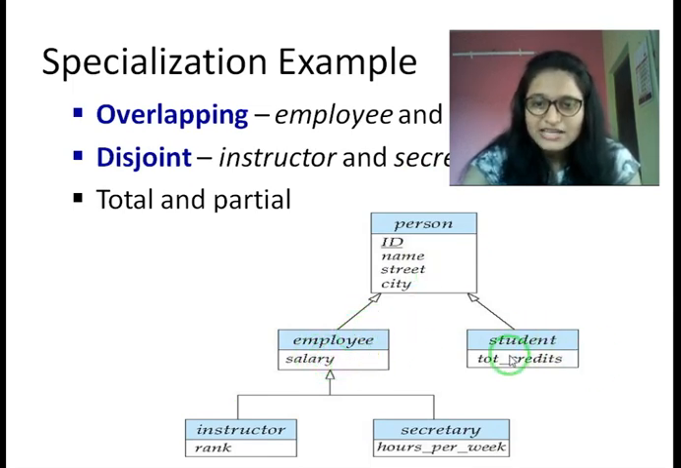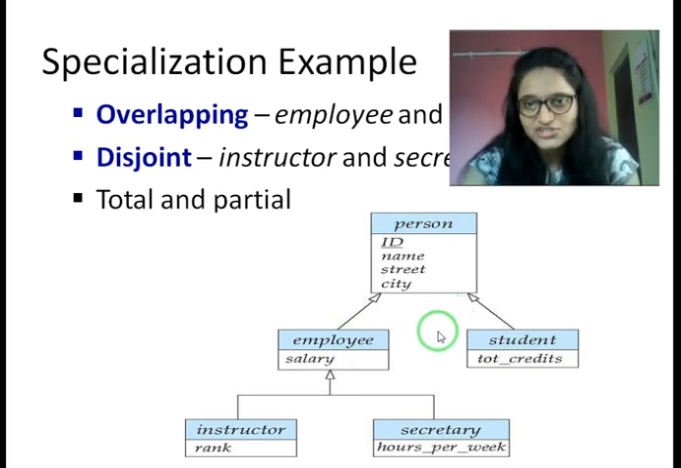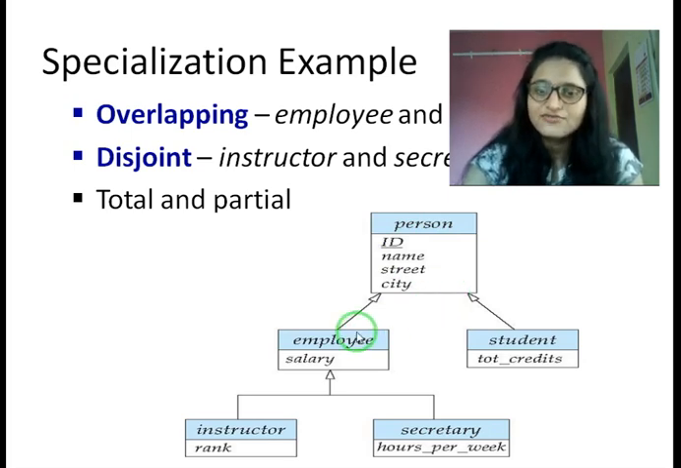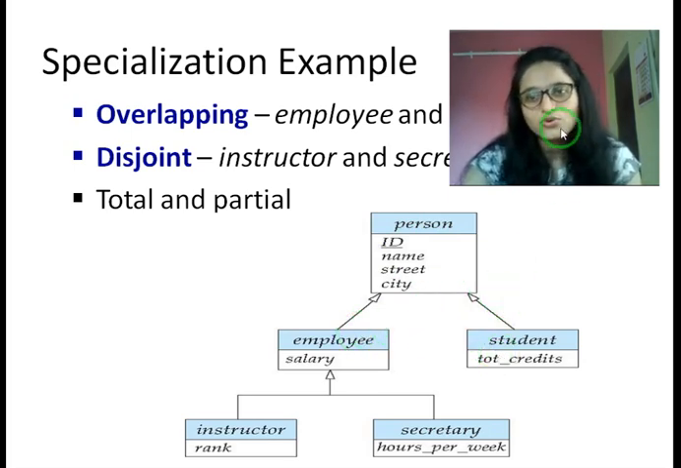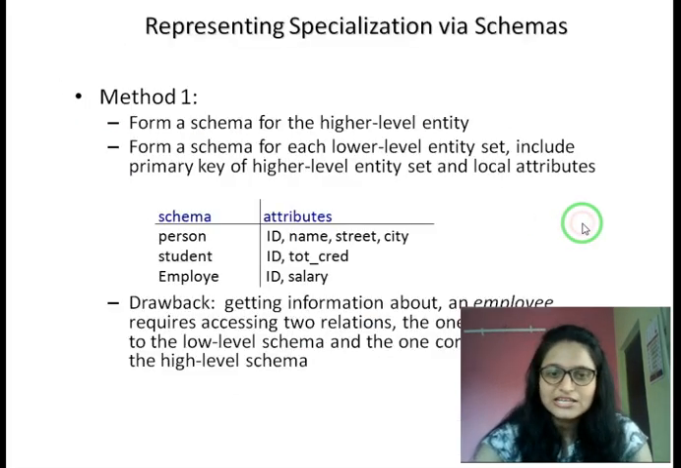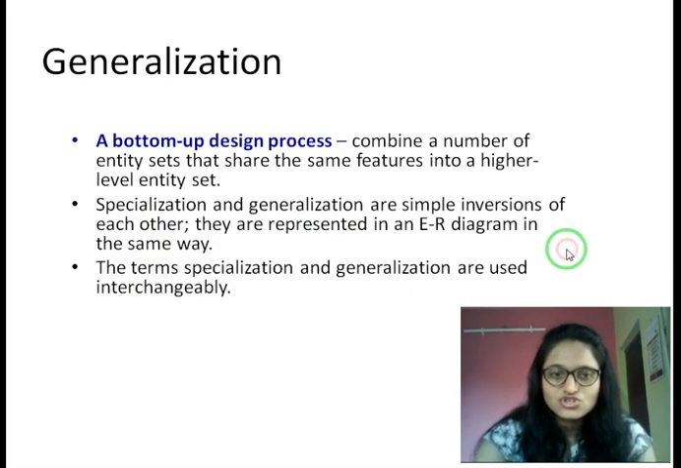Okay, so see in the same diagram here, generalization is shown and specialization is also shown. Employee and student are the special entities of the person class, so we achieve the specialization, and person is a general entity for employee and student, so it is a generalization. These two concepts are totally interchangeable.